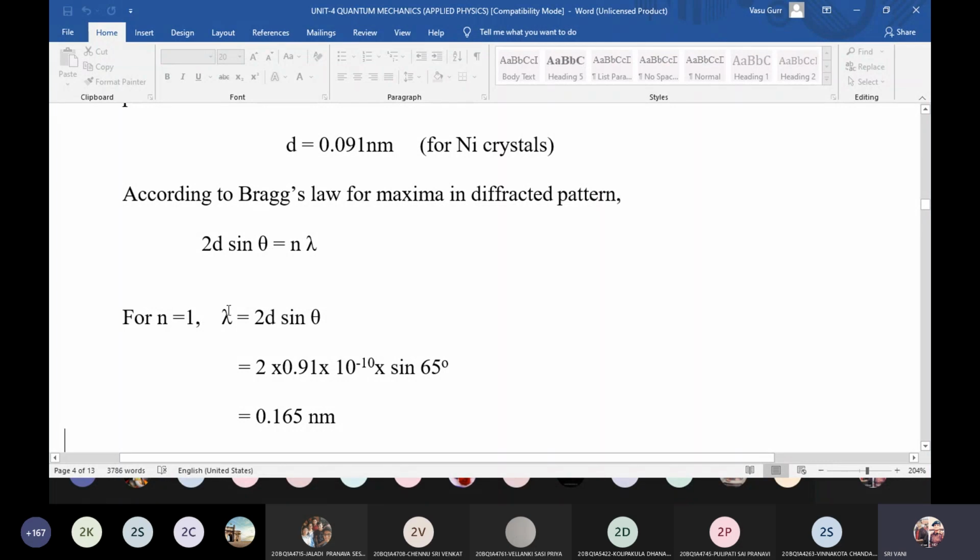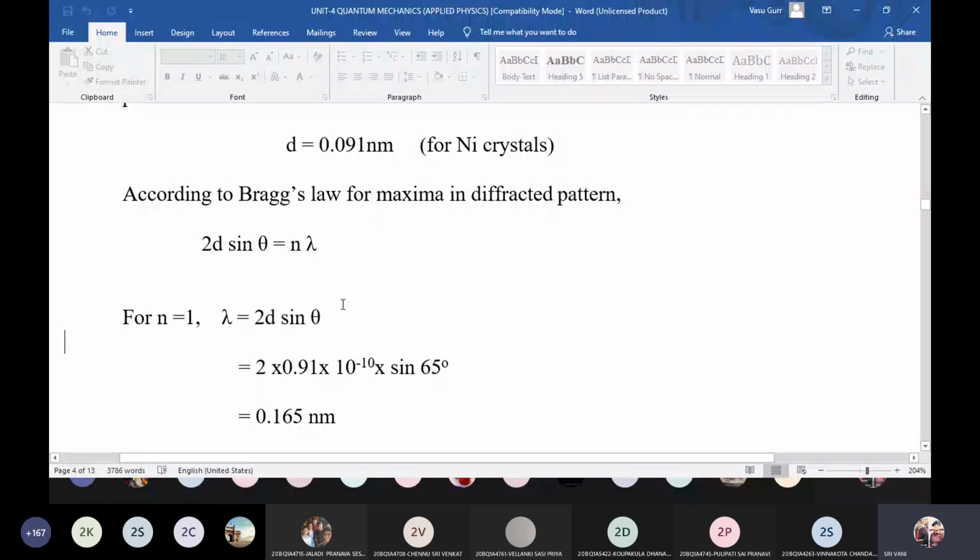Then our formula becomes: 2d sin theta is equal to n lambda, n is equal to 1 for the first image. So 1 into lambda means lambda, that is equal to 2d sin theta. Now the d value is given, that is 0.091 into 10 power minus 9, or 0.91 into 10 power minus 10, into the angle.